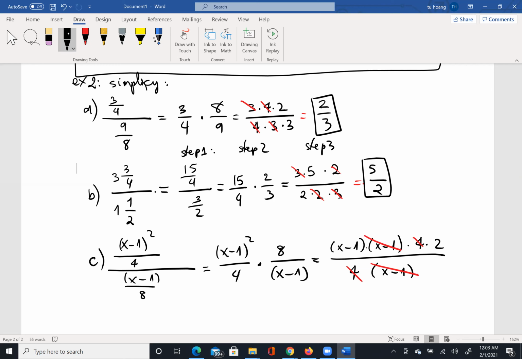And then the answer should be x minus 1 multiplied by 2, with x cannot be equal to 1, because if x equals 1, that's going to make it undefined. Okay. That is it for the simplifying.